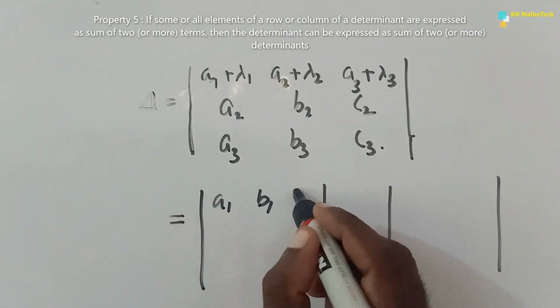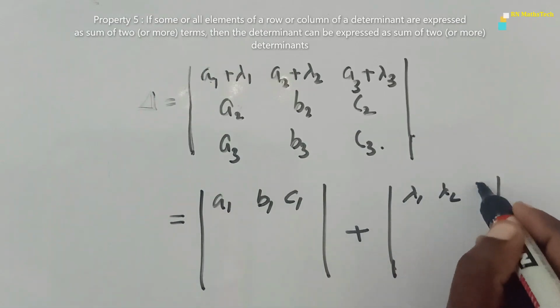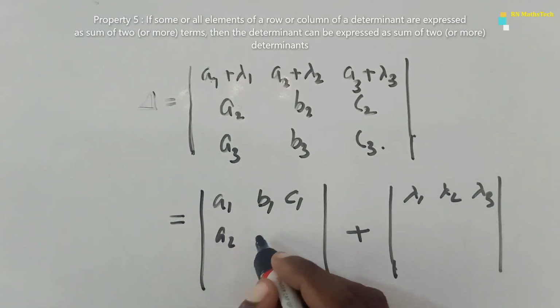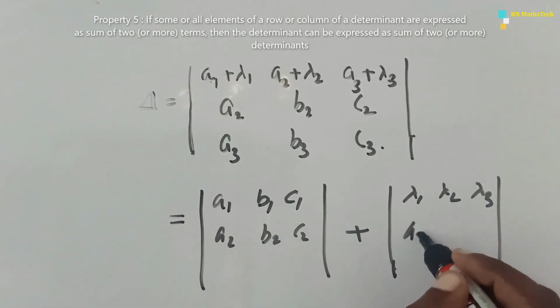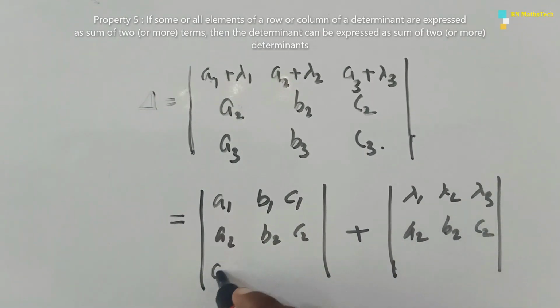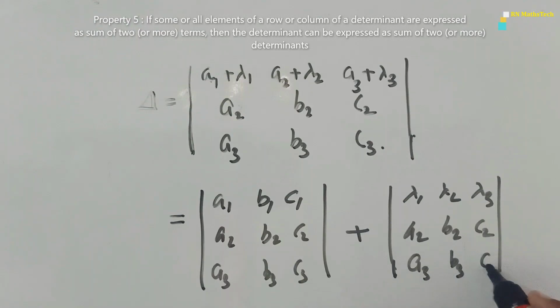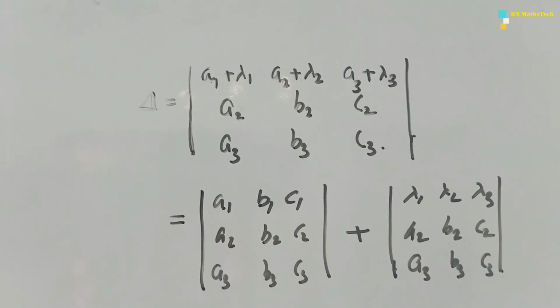Here the first determinant has first row a1, b1, c1 and the second has lambda 1, lambda 2, lambda 3. The second row has no change, a2, b2, c2 in both, and the third row is a3, b3, c3 in both. So if any row or column is the sum of two or more terms, then the determinant can be expressed as the sum of two or more determinants.